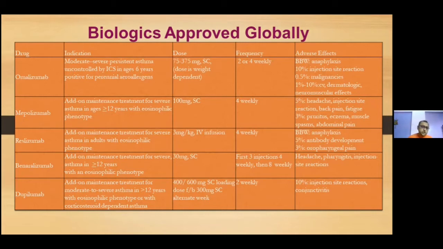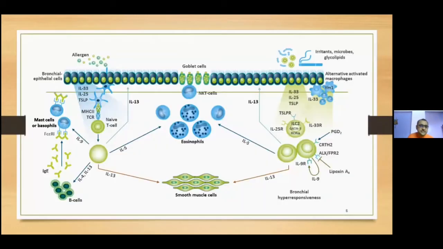Benralizumab, that is also add-on maintenance therapy for severe asthma in more than 12 years with an eosinophilic phenotype. Dupilumab, this is very recently approved by the US FDA. That is also add-on maintenance therapy for moderate to severe asthma in more than 12 years with eosinophilic phenotype or with corticosteroid dependent asthma. All the other drugs can be given subcutaneously except reslizumab.